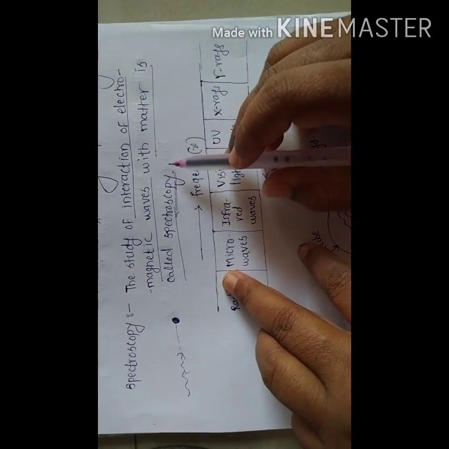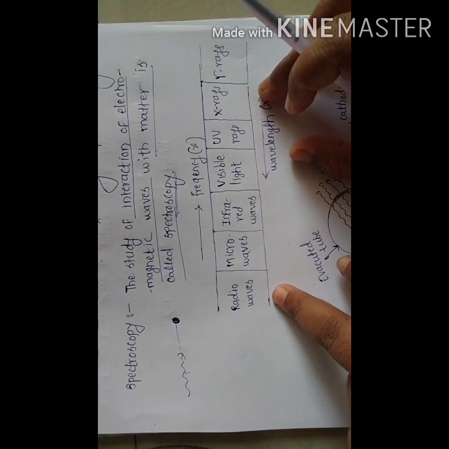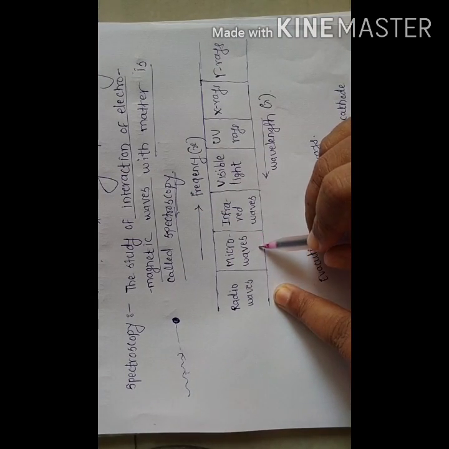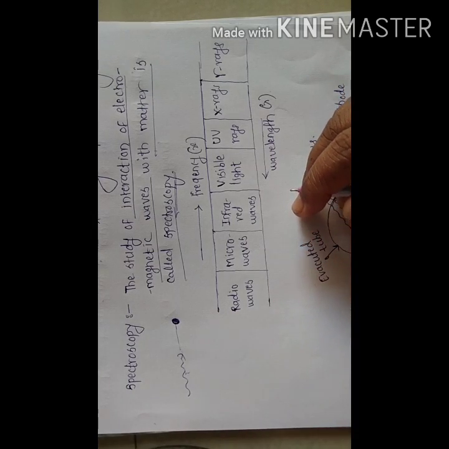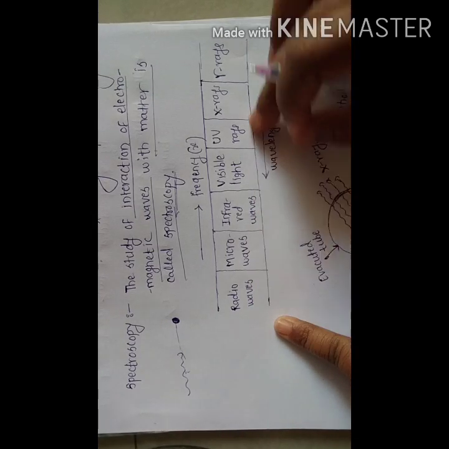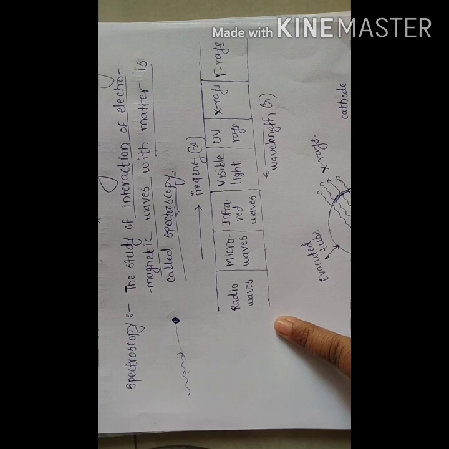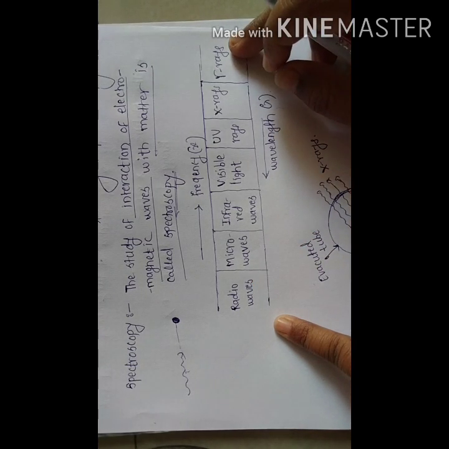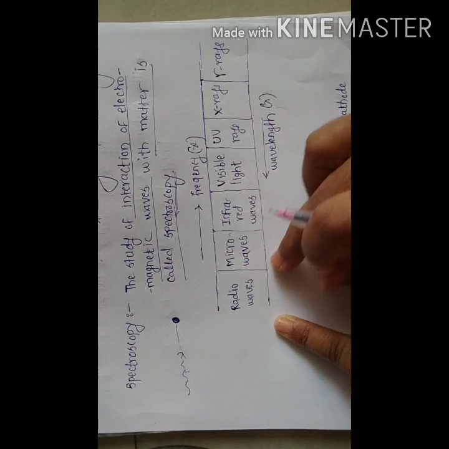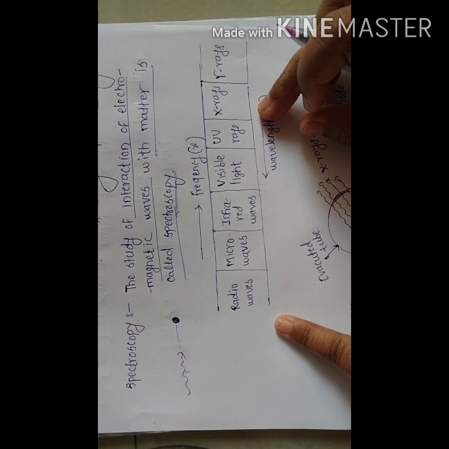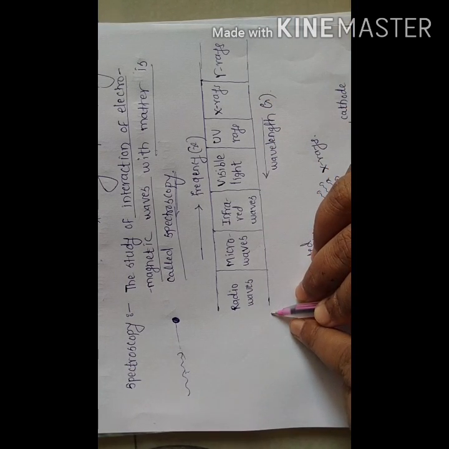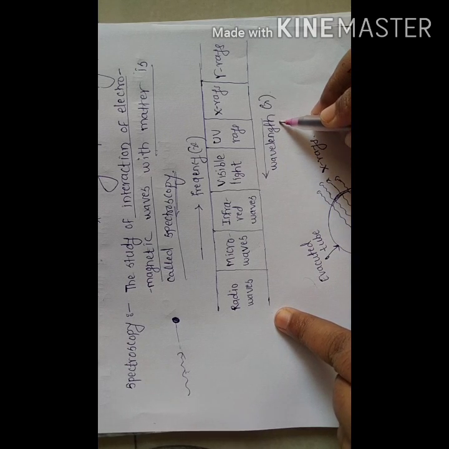What are electromagnetic waves? Here I have drawn the electromagnetic spectrum, and in that electromagnetic spectrum there are various waves, starting from radio waves to the gamma rays. Okay, so this is the electromagnetic spectrum, and as we go from gamma rays to the radio waves, wavelength is increased.